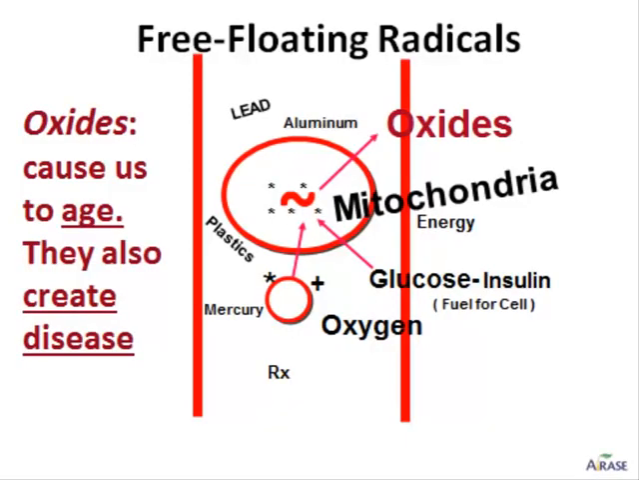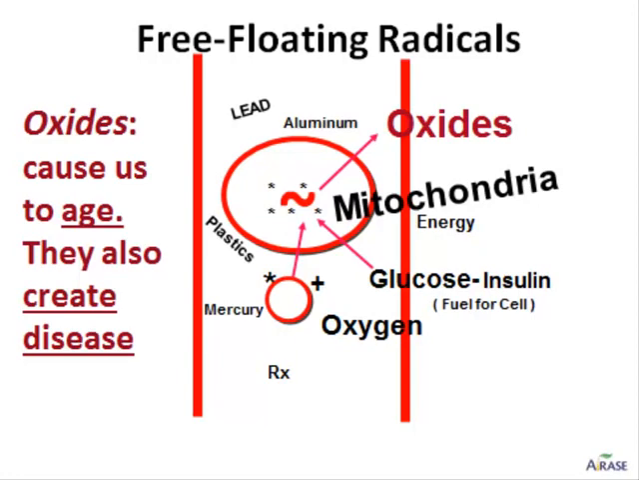We have talked about oxides and how they cause us to age and create disease. They are also called free-floating radicals. But there are other kinds of free-floating radicals. These are inorganic environmental pollutants that we have just seen: lead, aluminum, mercury, other heavy metals, plastics, drugs, and pesticides. These free-floating radicals are everywhere. It is important for us to understand how they affect our health.